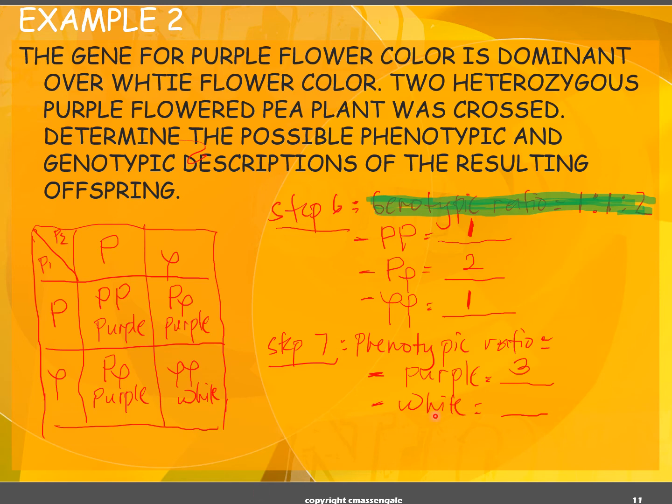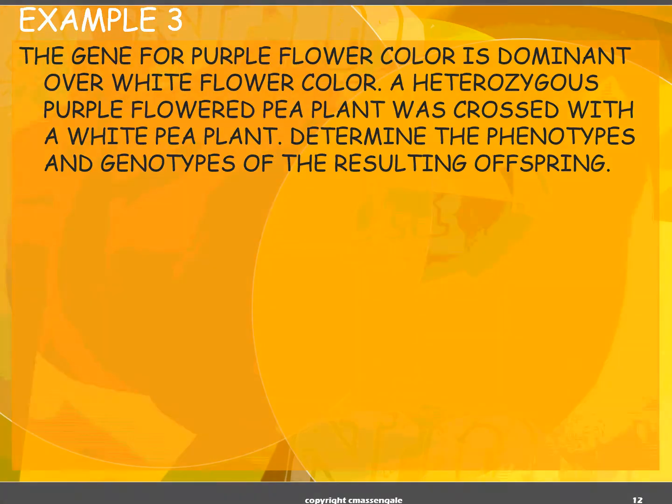And then how many are white? So only this one. So there is only one white. So 1. Again, we will start with the lowest number, which is 1, to be followed by number 3. So the answer is 1 is to 3. So this is our phenotypic ratio. So that is the phenotypic ratio for example number 2. Okay? Now, let's continue with example number 3.